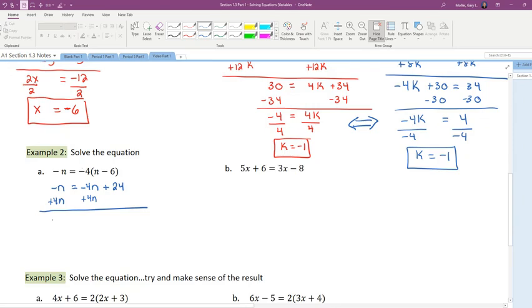Negative n plus 4n is 3n equals 24. Now I just have to divide by 3. n equals 8.